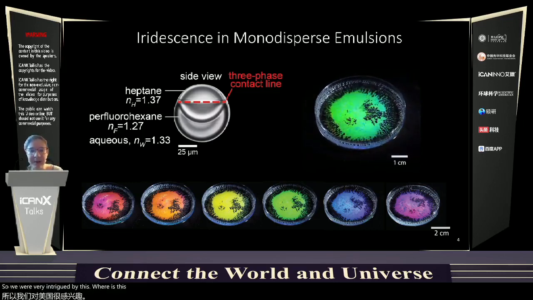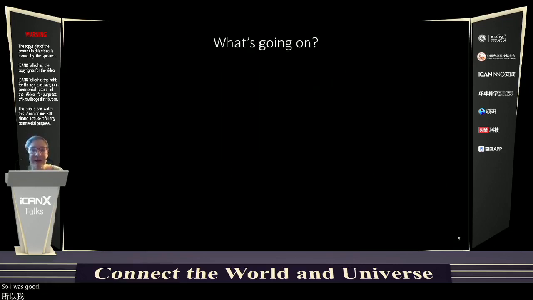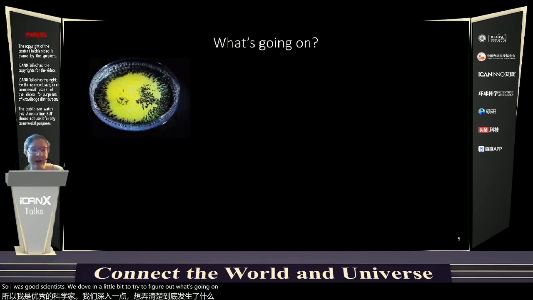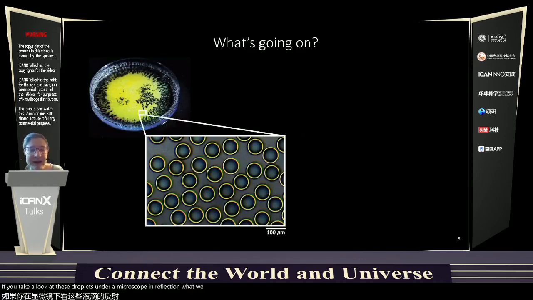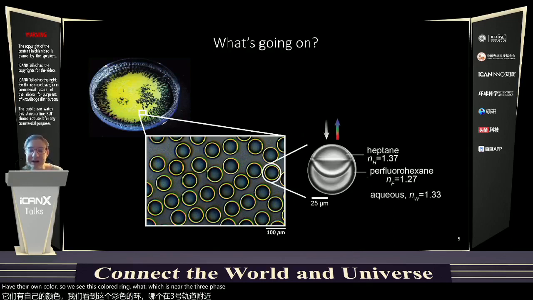Where is this color coming from? So as good scientists, we dove in a little bit to try to figure out what's going on. If you take a look at these droplets under a microscope in reflection, what we see is that each of these droplets has its own color. So we see this colored ring, which is near the three-phase contact line of the droplet. It's worth pointing out that these droplets are oriented vertically, so the substrate would be beneath the droplet here, and the color is coming from right above the heptane phase. So we see that the color is generated from single droplets, not from some long-range ordering of the individual droplets.